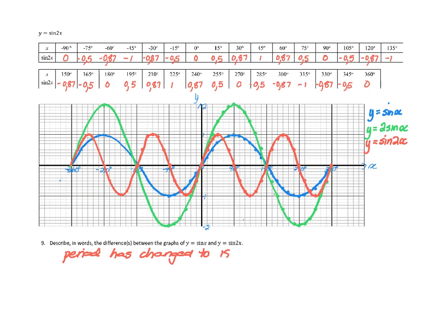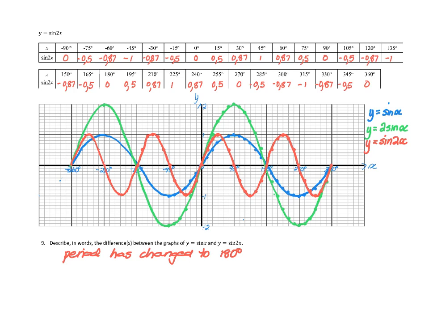To 180 degrees. Starting here, up, down, and up. And then we start the same pattern again. So you can see from there to there, we've gone through 180 degrees.